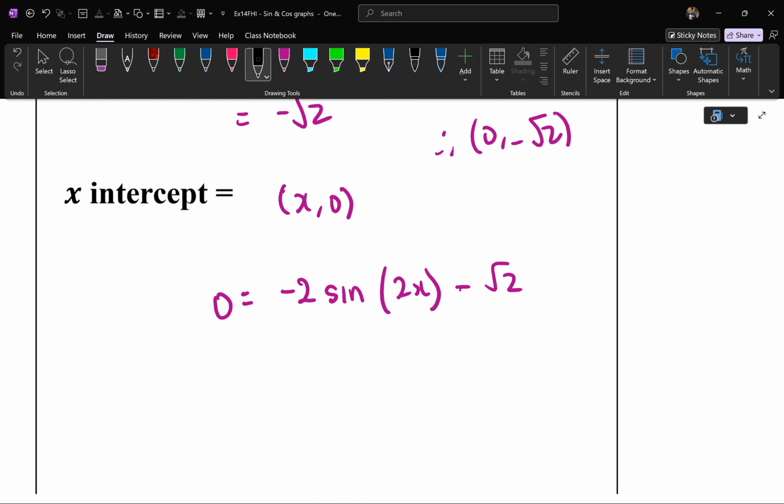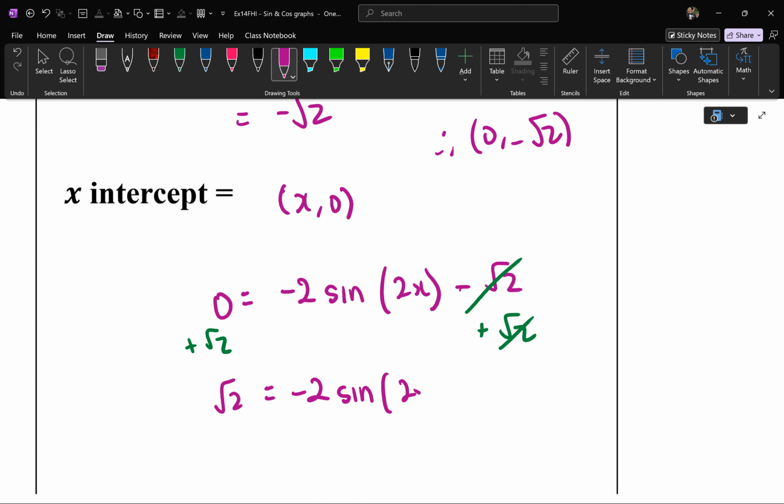Plus root 2. Very good. Add root 2 on both sides. Actually, I'll do it in green. Add root 2. Add root 2. Negative root 2 plus root 2 cancels out. You end up with root 2 is equal to negative 2 sine of 2x.